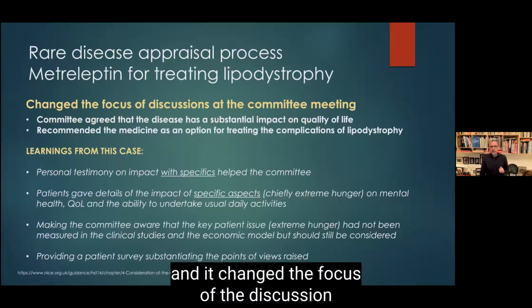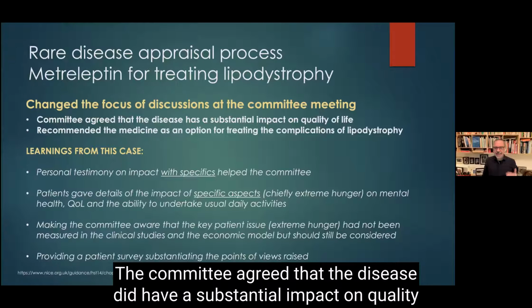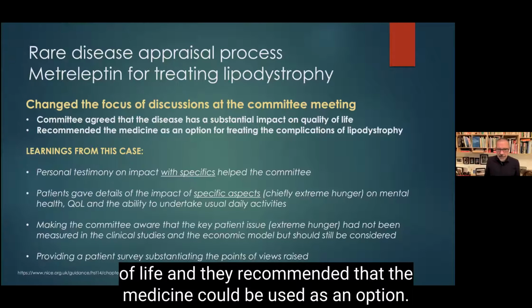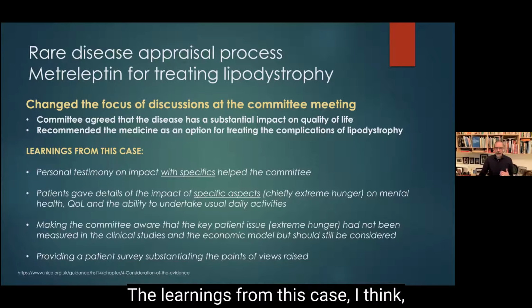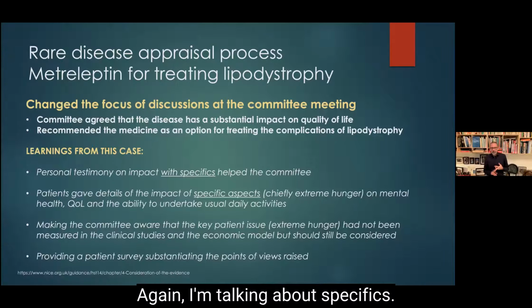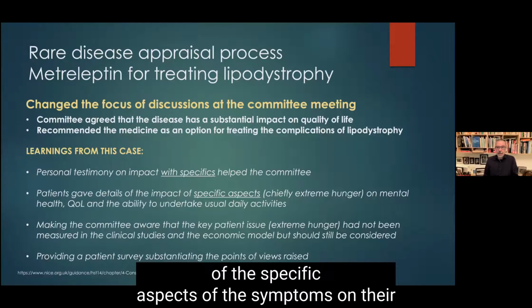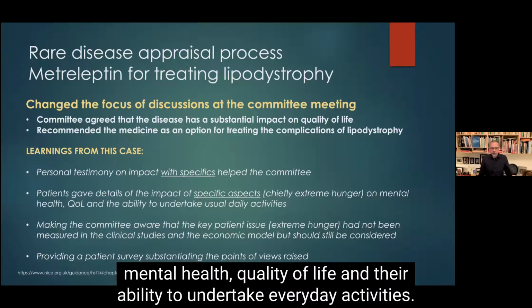And it changed the focus of the discussion at the committee meeting. The committee agreed that the disease did have a substantial impact on quality of life. And they recommended that the medicine could be used as an option. And the learning from this case, I think, is that this personal testimony can have an impact when you're specific. Again, I'm talking about specifics. The patients were able to give details of the specific aspects of the symptoms on their mental health, quality of life, and their ability to undertake everyday activities.